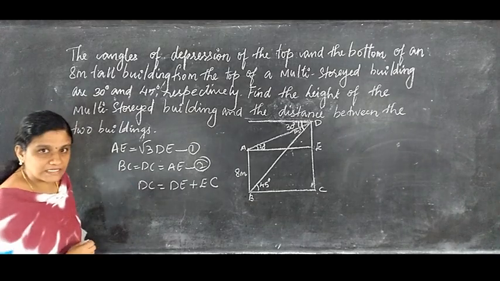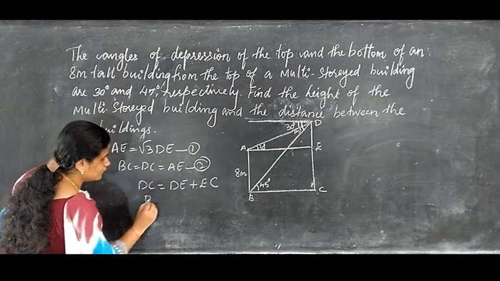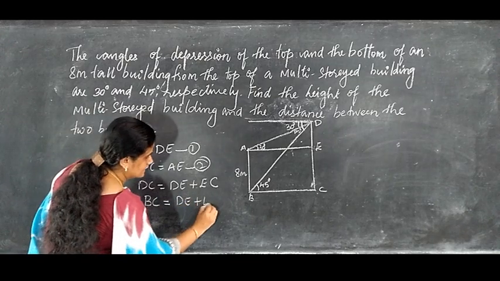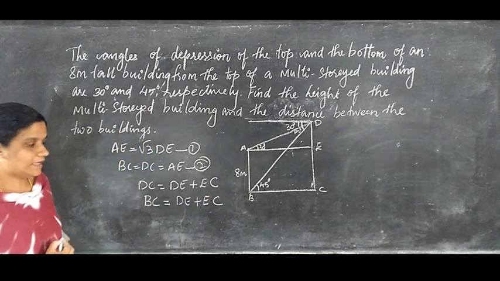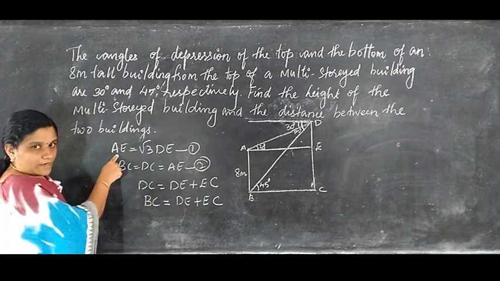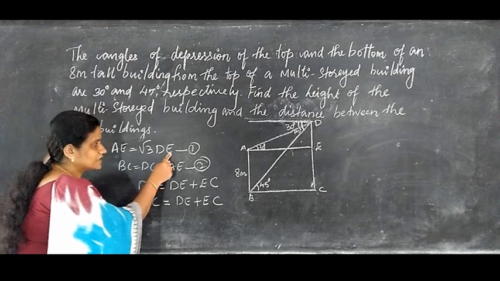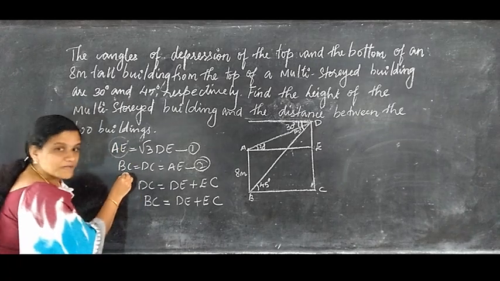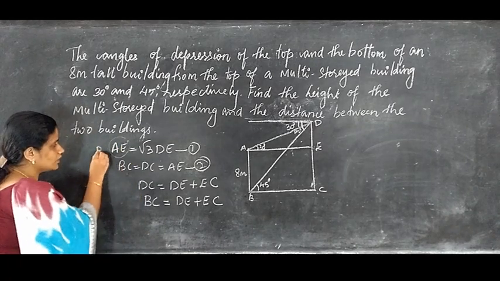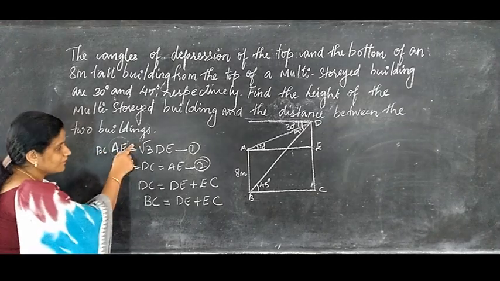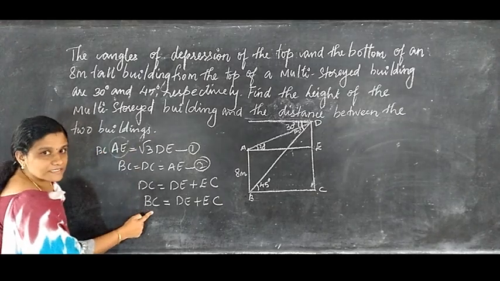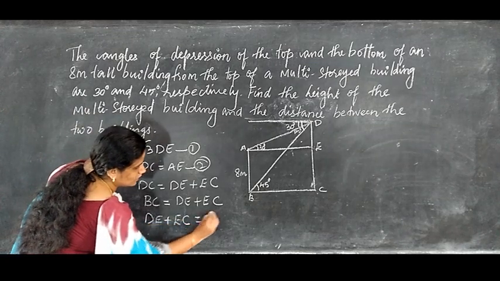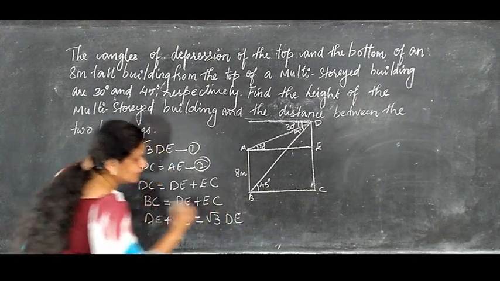Can we write BC here? Yes. So what do you have? BC is equal to DE plus EC. And from equation 1, we have AE is equal to root 3 DE. What is this AE? AE is also equal to BC. So from these two, how can we write? DE plus EC is equal to root 3 DE.